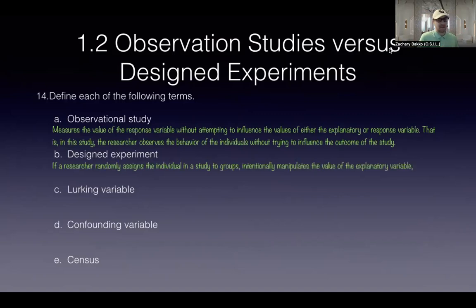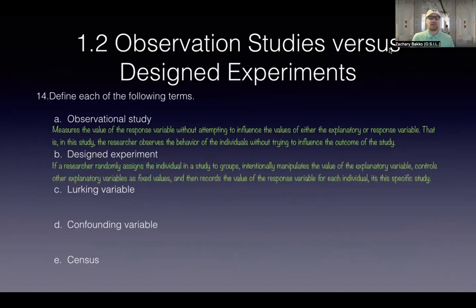Whereas a designed experiment is if a researcher randomly assigns the individuals in a study to groups, intentionally manipulates the value of the explanatory variable, controls other explanatory variables as fixed values, and then records the value of the response variable for each individual. It's that specific study. It's a designed experiment. So if I recruit you and I say, okay, you're going to group 1, you're going to group 2, now group 1 gets this, group 2 gets that, here's the results. Okay, I could say this proves group 1 got those results because of what I gave them. I manipulated the whole scenario. Observational, I just observed what happened.